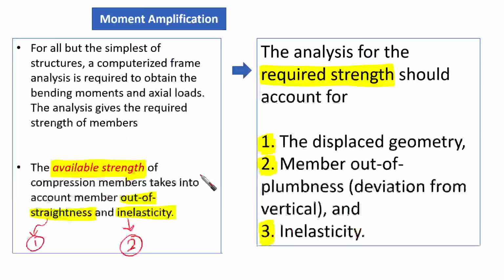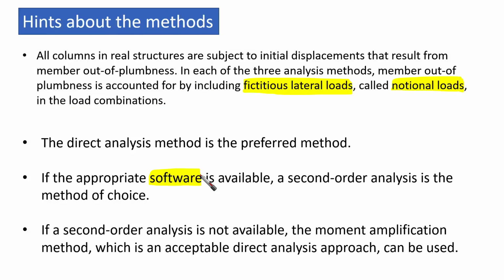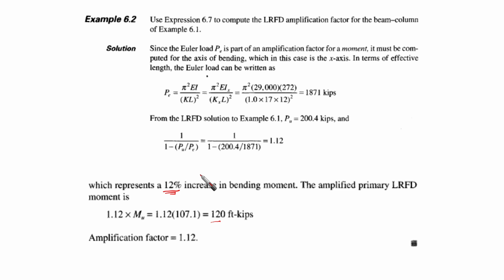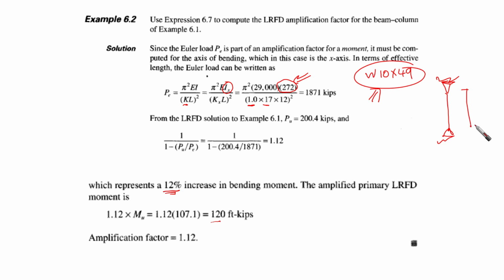In our example, this I is given already for W10 by 49. If you want to check, you can stop the video here and revisit the properties table, and you can obtain the inertia around X. KL is 1 by 17. Already we have mentioned this. It was a pin-pin condition as far as I remember, and the length was 17 feet.